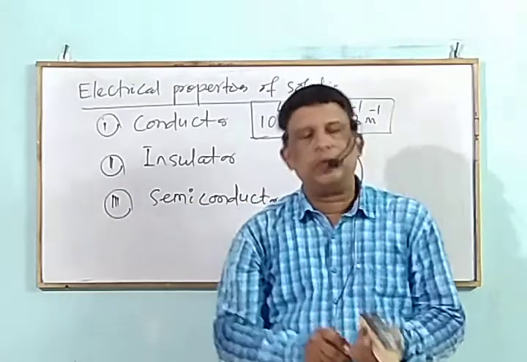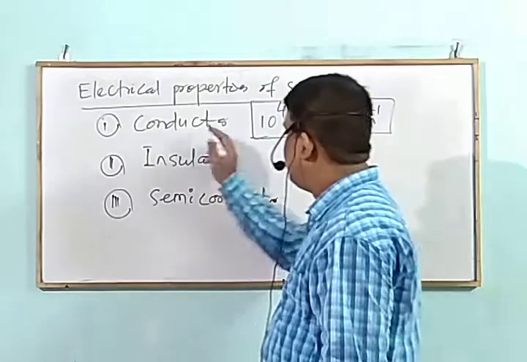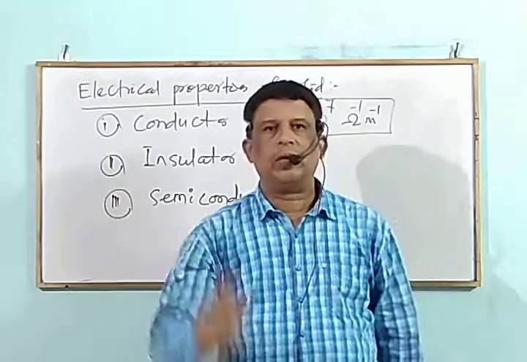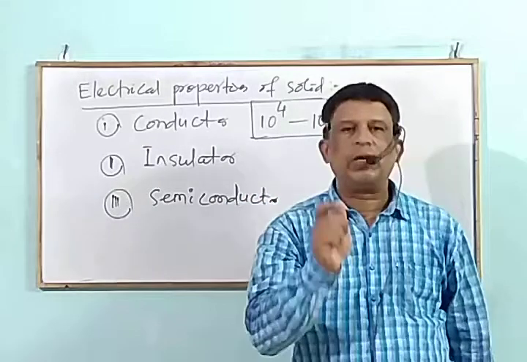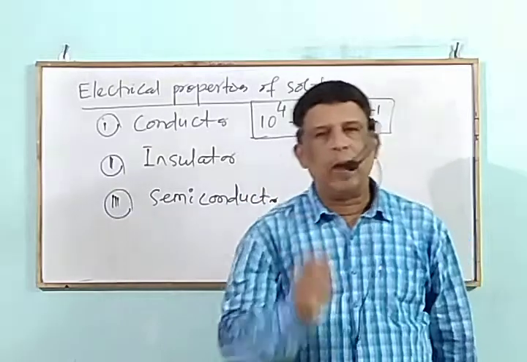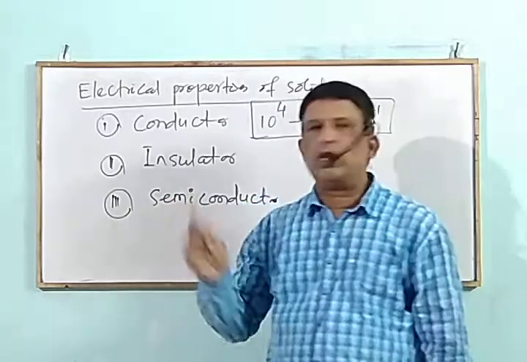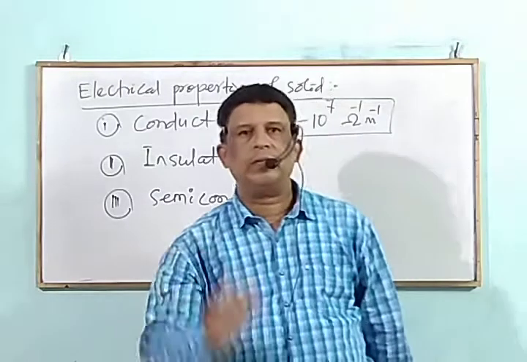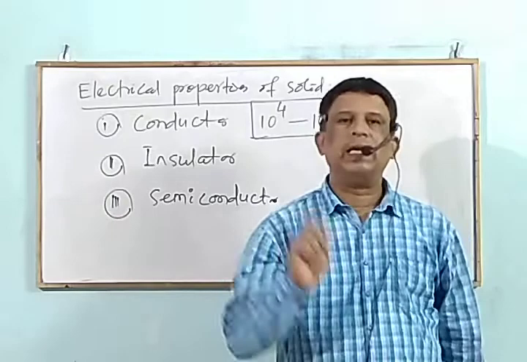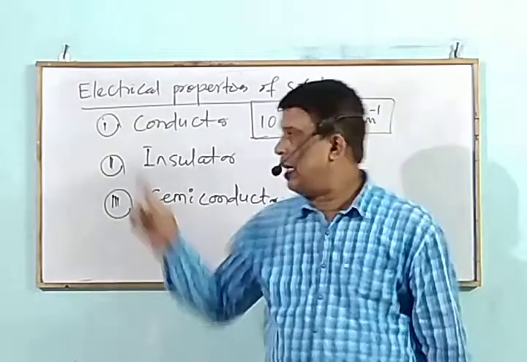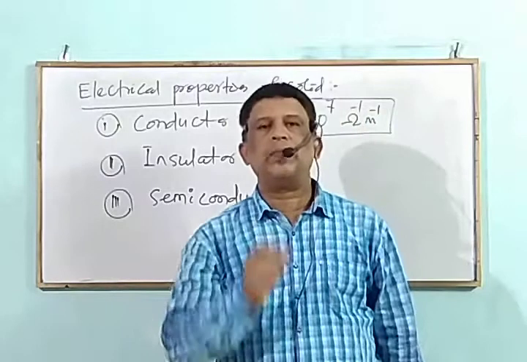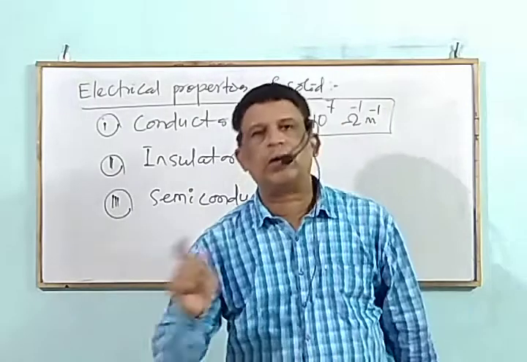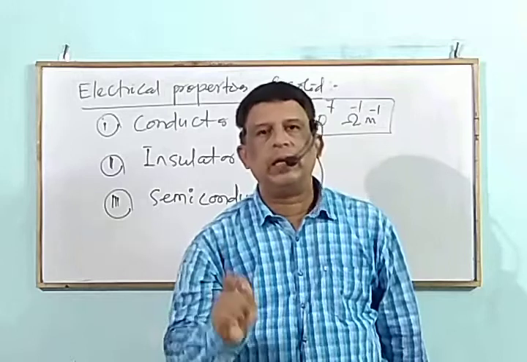Again, conductors are of two types. One is known as metallic conductor and one is known as electrolytic conductor. In metallic conductor, conducting unit is the mobile electron, free electron, while in case of electrolytic conductor, the conducting unit is the cation and anion. The most important thing is that in case of a metallic conductor, on increasing temperature, conductivity decreases, while in case of electrolytic conductor, on increasing temperature, conductivity increases.